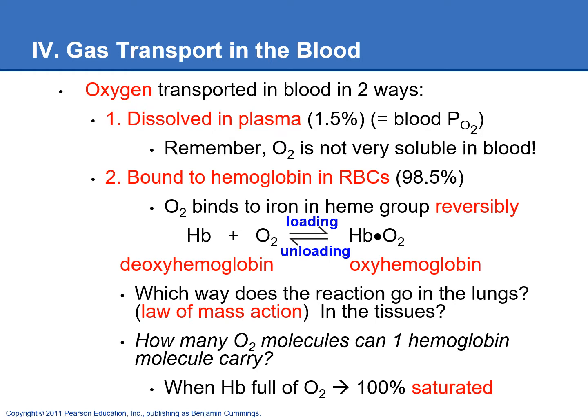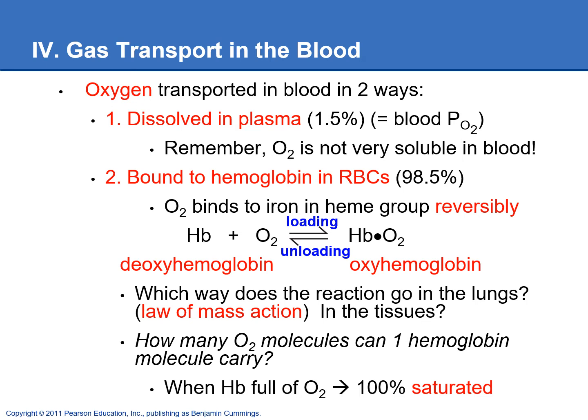A small amount of the oxygen is dissolved in the plasma. This is only about 1.5%. And that's because oxygen is not very soluble in the blood. It really does not want to be dissolved there. So we had to come up with a different way to transport the majority of oxygen in the blood.